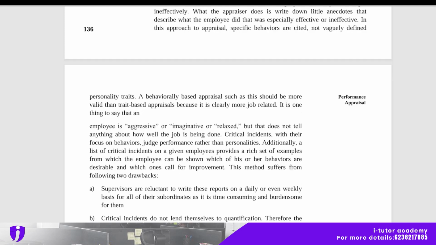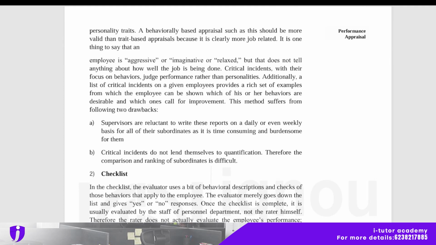This method suffers from the following two drawbacks. First, supervisors are reluctant to write these reports on a daily or even weekly basis for all of their subordinates, as it is time consuming and burdensome for them. Next, critical incidents do not lend themselves to quantification, therefore the comparison and ranking of subordinates is difficult.